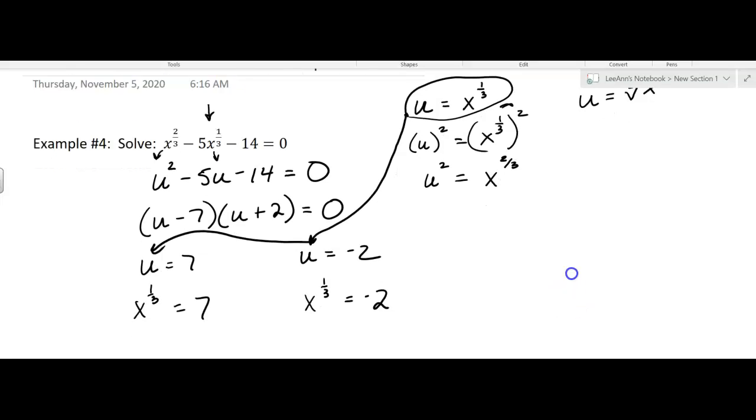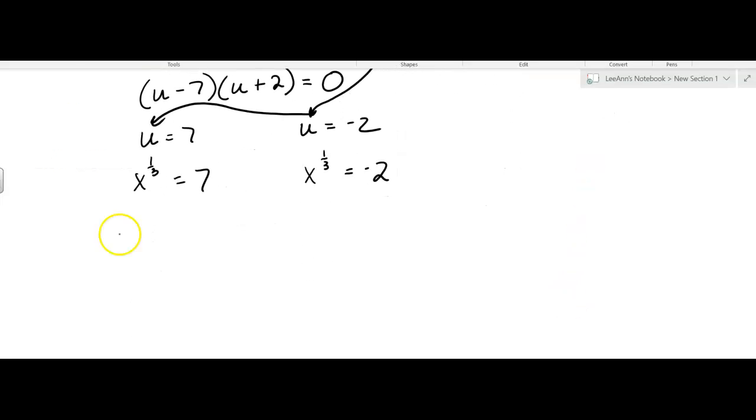Now, if you want to write that as the cubed root of x equals 7 and the cubed root of x equals negative 2, you can. The procedure we're going to use to solve those equations is the same. It doesn't really matter which way you write it, so whichever way is easier for you to see. But because I have a cubed root, I need to raise both sides to the 3rd power. So I'm going to raise this to the 3rd power, and I'm going to raise this to the 3rd power.